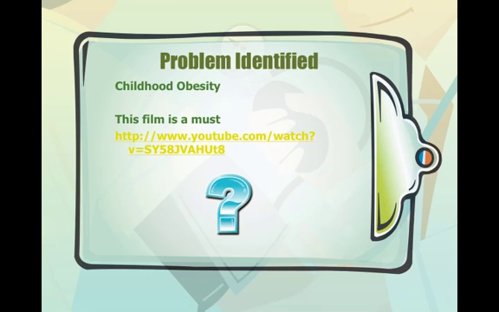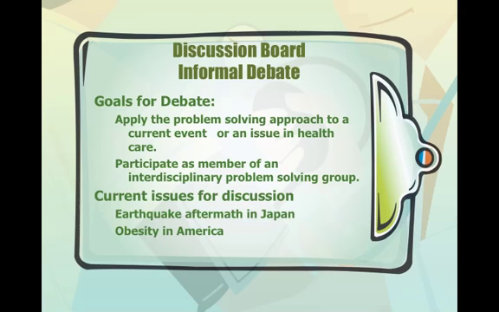So then I take you to the discussion board and the informal debate and the goals for the debate. The goals really are to look at this problem-solving process which you're going to be using throughout the next few years at uni, and in every course that you take, you're going to be using this process. So it's really critical that you participate in this debate and start using this process. You're going to be working as a member of an interdisciplinary team, a problem-solving group.